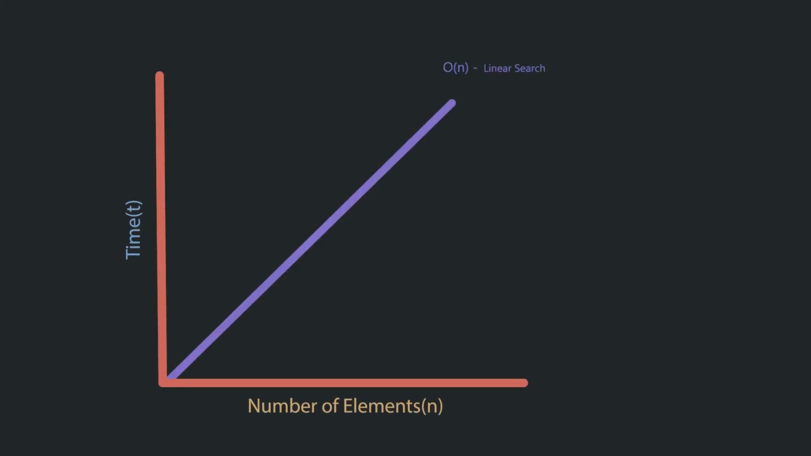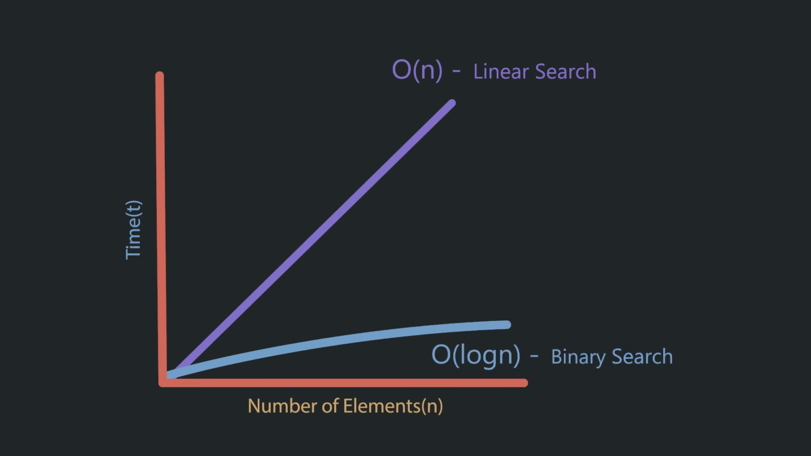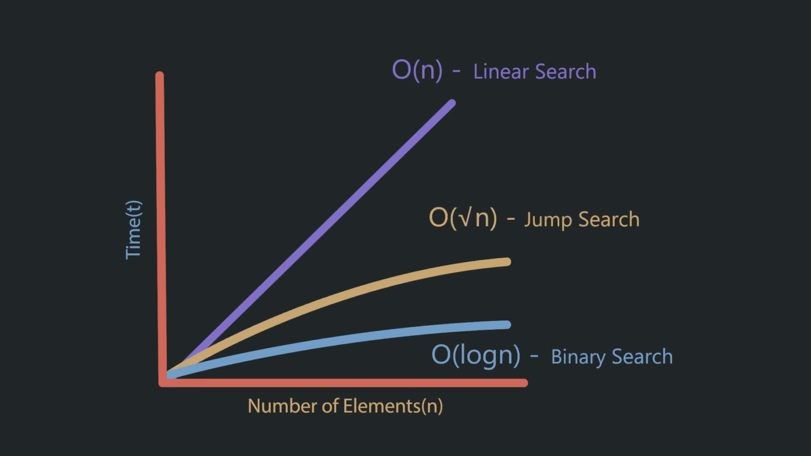Time complexity or speed of jump search algorithm is between linear search and binary search. It's big O of square root of n.